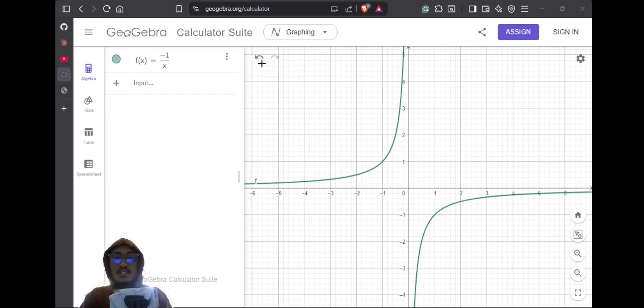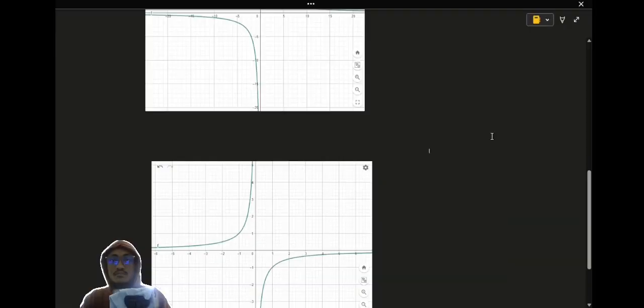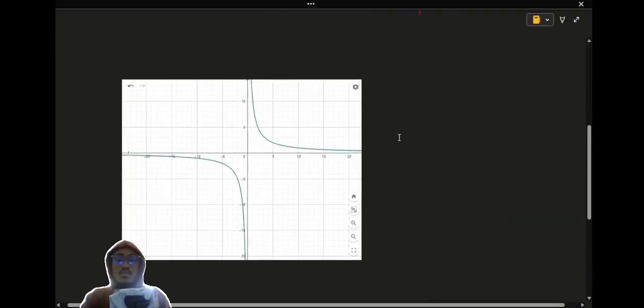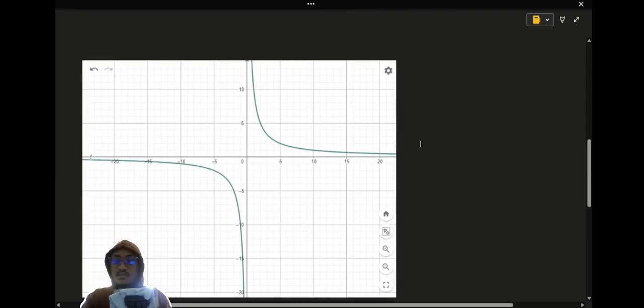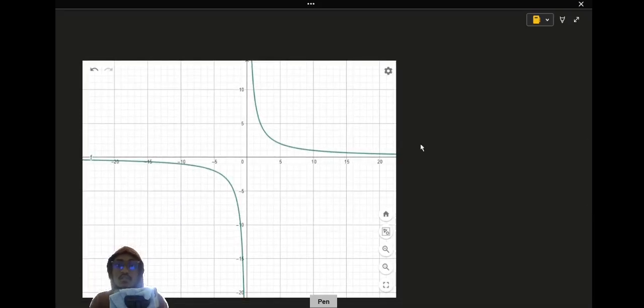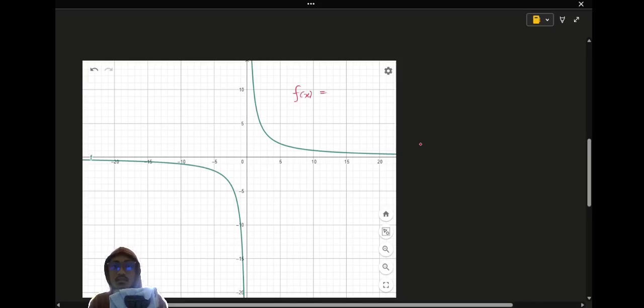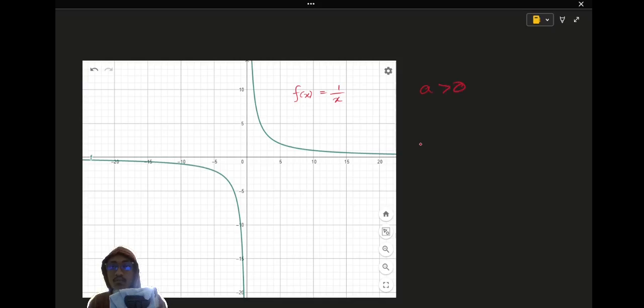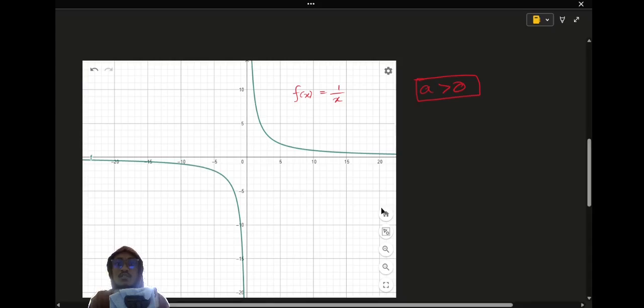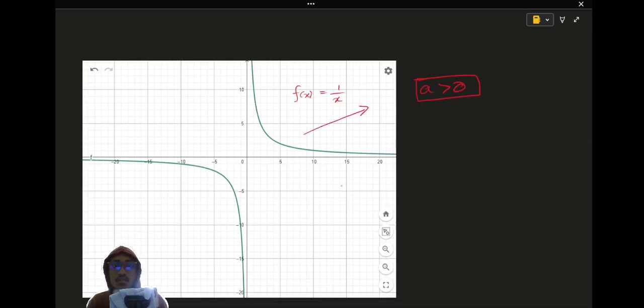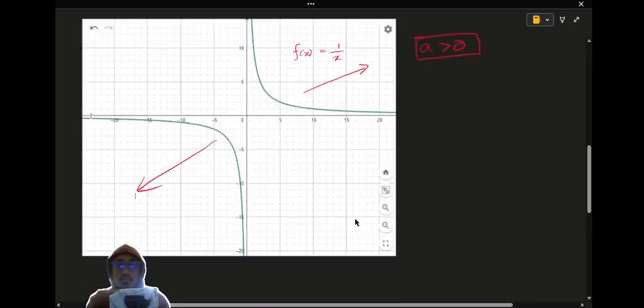Give me a second. The thing is, when a was still positive, this was 1 over x. So I want you to notice this. When a was still positive, this was f of x equals 1 over x, but a was positive, right? So positive, a greater than 0, this means a is positive. So our function was in this quadrant as well as this quadrant. All right, we'll talk about quadrants in a minute.